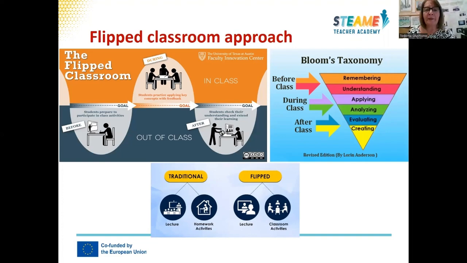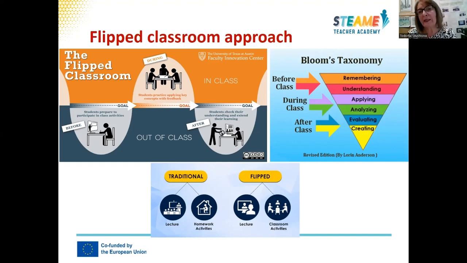We know that it includes three main periods. One period is before class, in which students prepare to participate in the class activity. The second period is during the class, when students practice applying key concepts and receive feedback. And the last period is after class, when students check their knowledge and extend their learning.